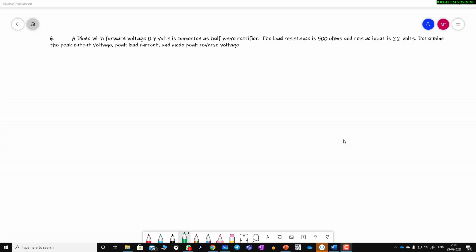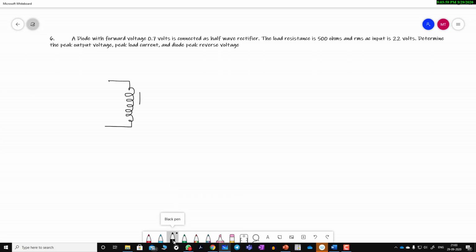This is a problem based on half-wave rectifier. If you see the question, a diode with forward voltage 0.7 volt is connected as half-wave rectifier. So let us draw the circuit. This is the circuit for half-wave rectifier.